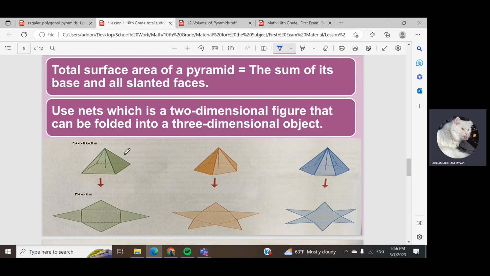Now, if I want to calculate the total surface area of this pyramid, it is the sum of its base and all the slanted faces. How's that, teacher?